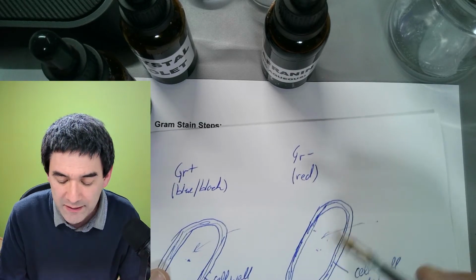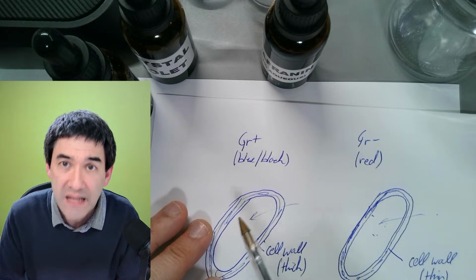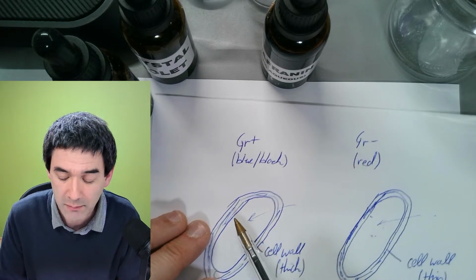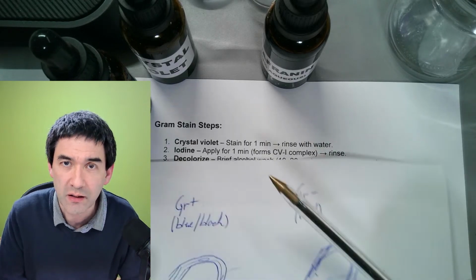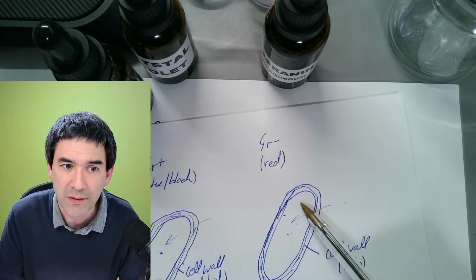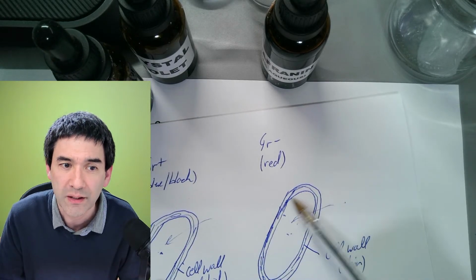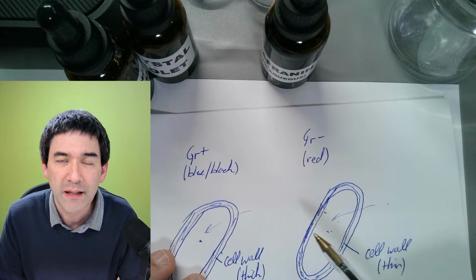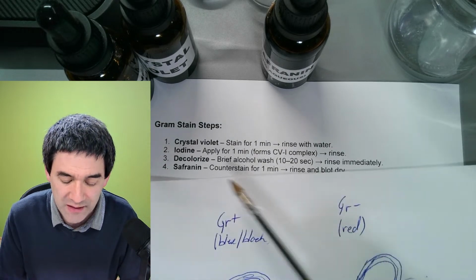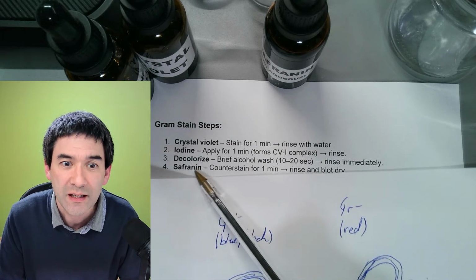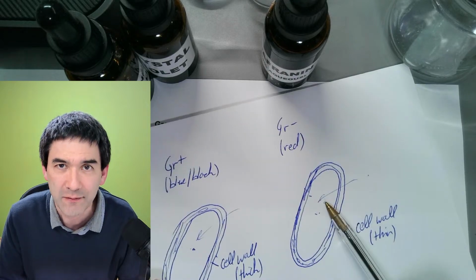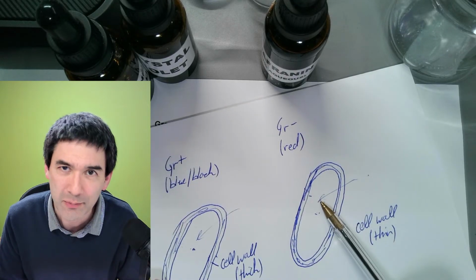So what we have then is one that stays blue-black, and the other one which loses the color because of the alcohol, and this has something to do with the membrane. And then we're going to counterstain the whole thing with safranin, which is red, and this basically makes the gram-negative cells red so that we're able to see them.